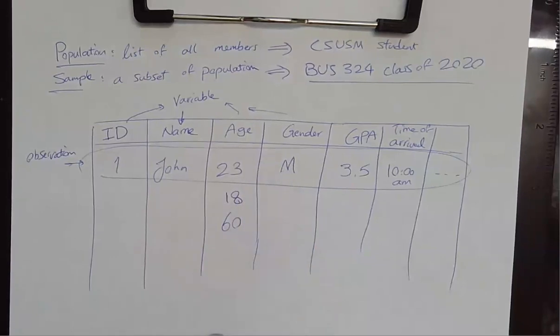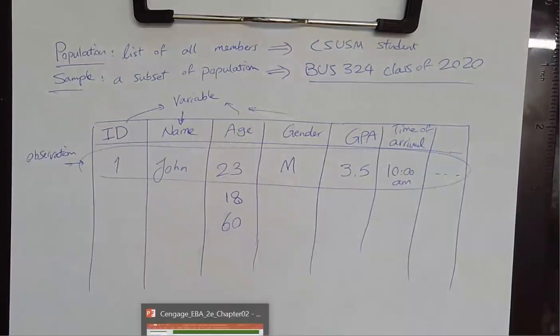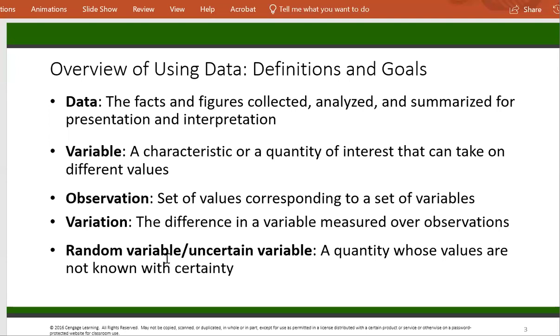Once you know it, you're done. Usually it's harder to change. Age, same thing. Name usually is not going to change for a person from one time to another. But again, this is mostly related to the probability studies, and we're not dealing with random or uncertain variables at all in this course.